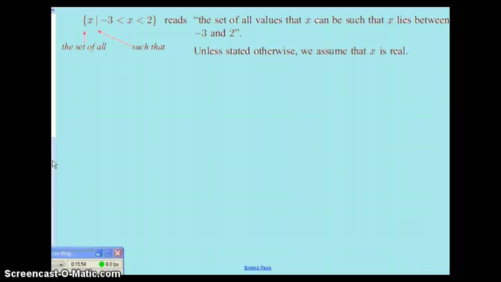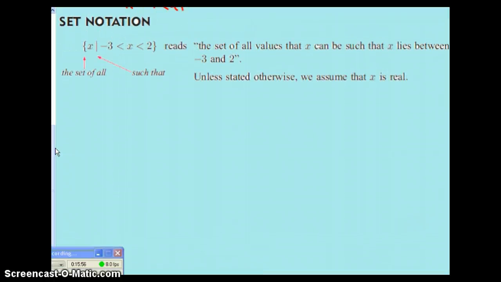Set notation. We went through this last year, right? So this shouldn't be anything new. Set notation is brackets. We identify the variable. This little red line means such that. So in this case, the set of all x values such that -3 is less than x is less than 2 is what that means. We could write it out in words, or better, to write it out in set builder notation or set notation.